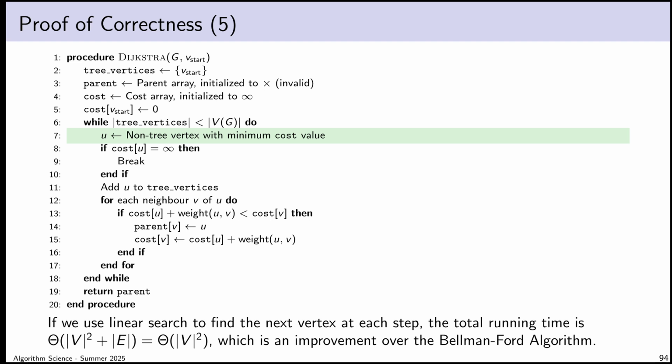For the sake of pinning down the algorithm with any running time, let's just assume that we do this in the most obvious way. If I say, give me the non-tree vertex with minimum cost, you could just do a linear search over the cost array. Just go look at everything in the cost array and find me a vertex that isn't in the tree and has minimum cost among all vertices not in the tree. Suppose that I therefore do line 7 with linear search.